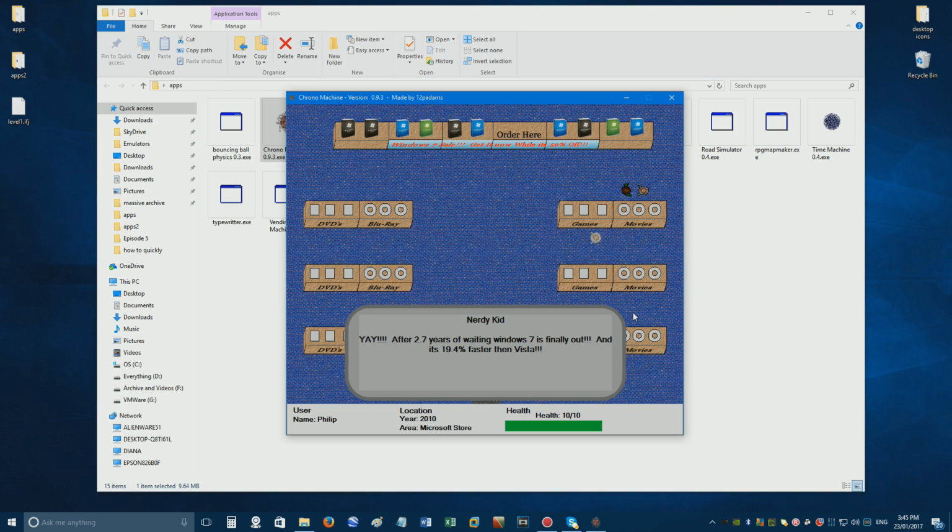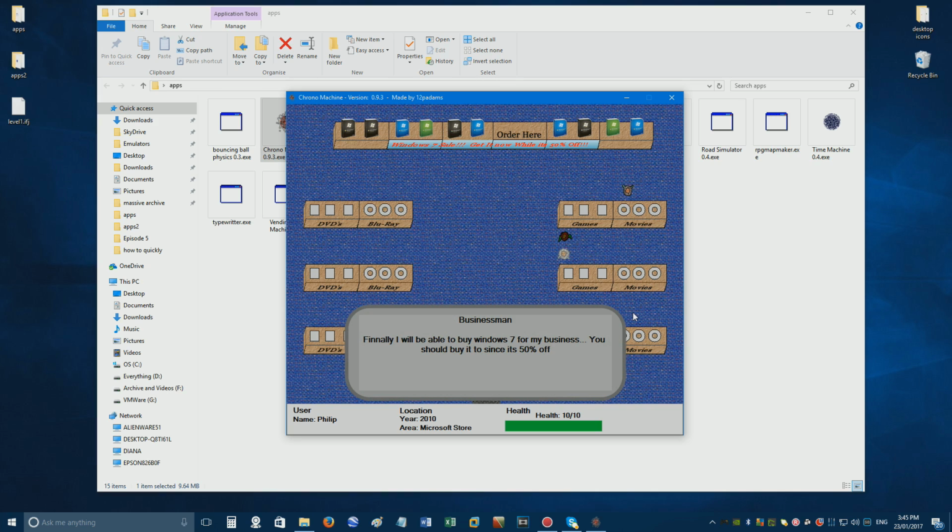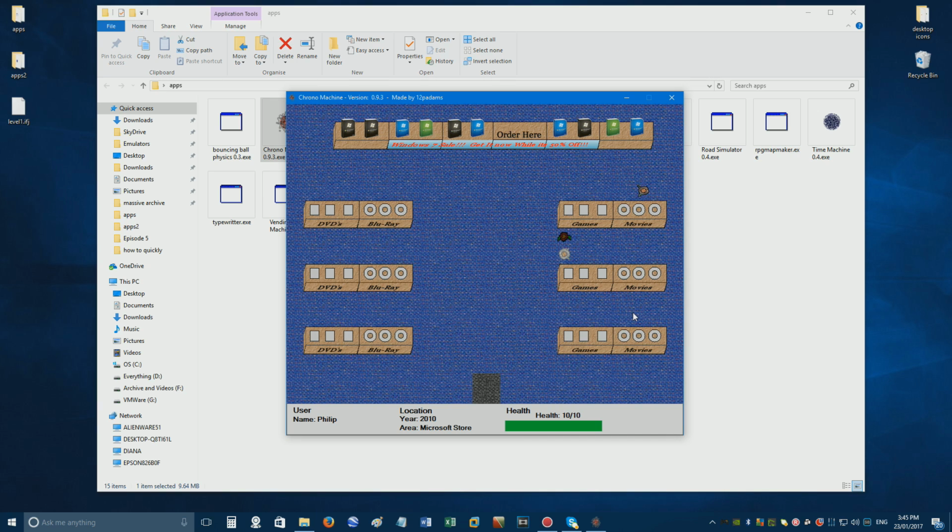Anyway, let's talk to these people. Yay! After 2.7 years of waiting, Windows 7 is finally out, and it's 19.4% faster than Vista. That's what the nerdy kid said. Okay, let's see what this next person says. Businessman, finally, I will be able to buy Windows 7 for my business. You should buy it, since it's 50% off. Like, the dialogue is so dodgy.